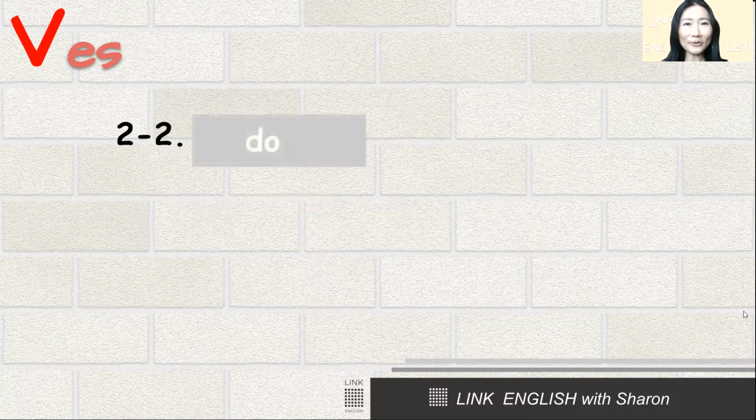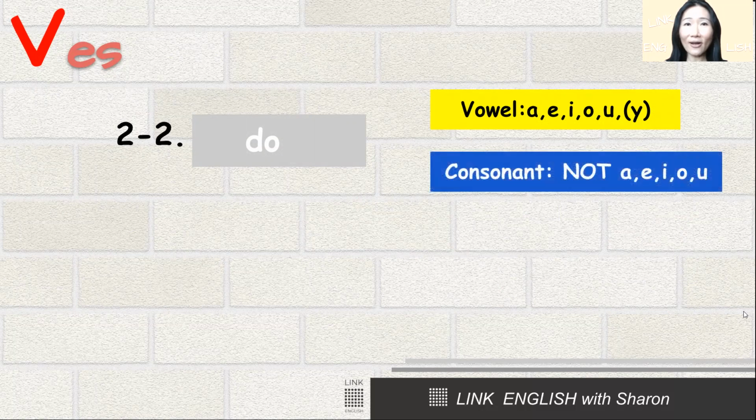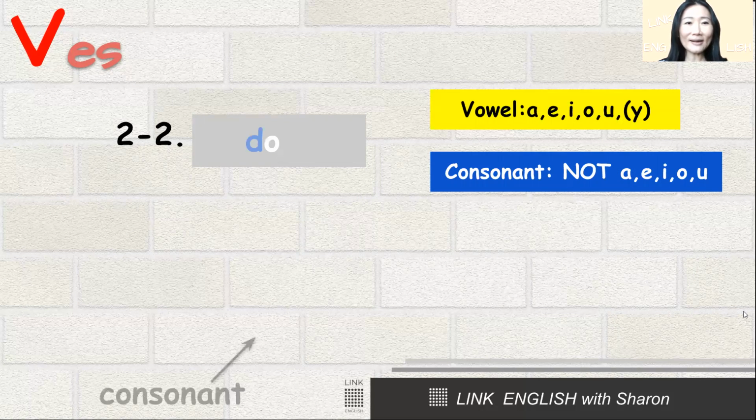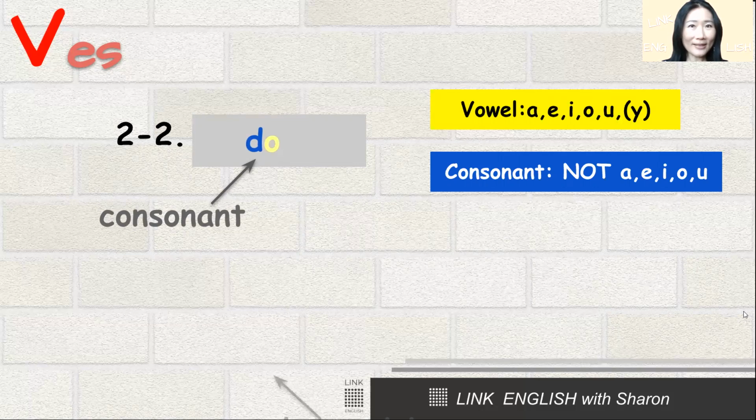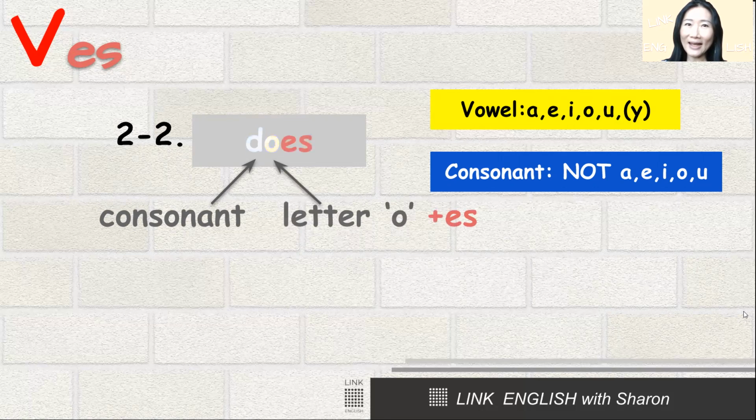And this is another rule for ES. Before I explain the rule, I need to make sure you know what is a vowel. A, E, I, O, U, and sometimes Y are vowel letters. If they're not A, E, I, O, U, they are consonant letters. Okay, let's look back to our example. Do. If you see a consonant letter with letter O, then we add ES. Do becomes does.